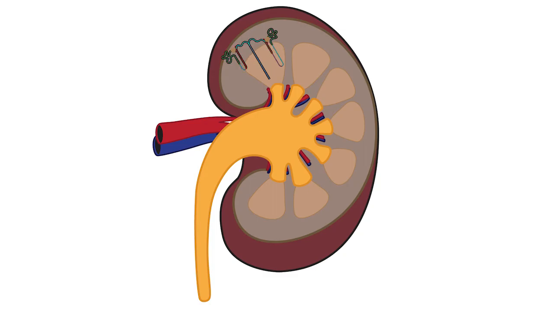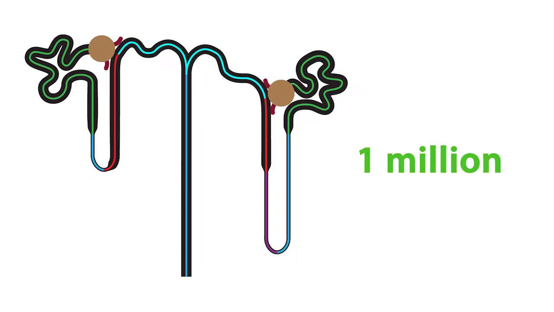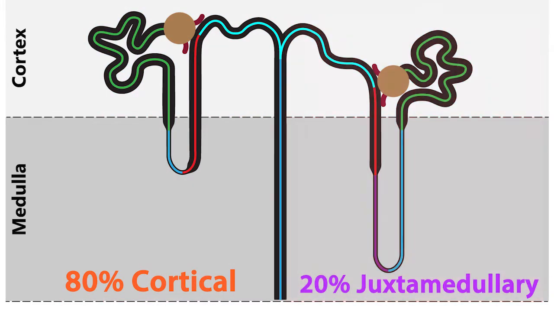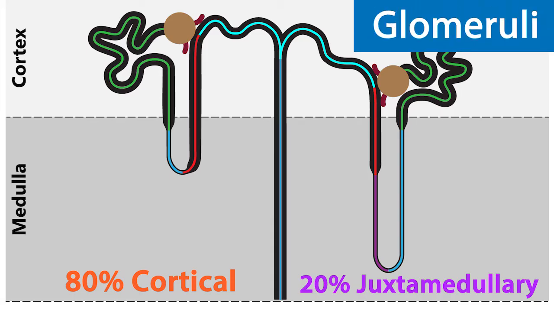The average human kidney is composed of roughly 1 million nephrons. 80% are referred to as cortical, while the other 20% are referred to as juxtamedullary, and they differ in three important ways. First, the glomeruli from cortical nephrons are located near the outermost part of the cortex, while the glomeruli from the juxtamedullary nephrons are located near the cortical medullary junction.